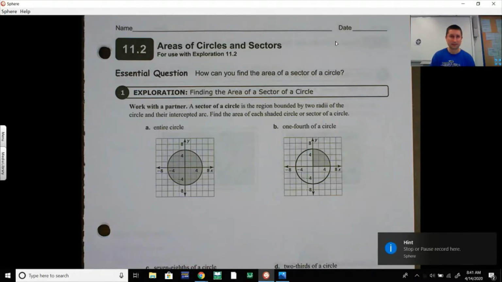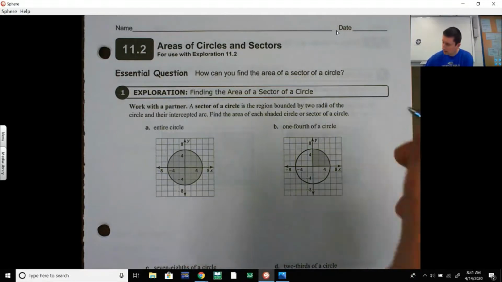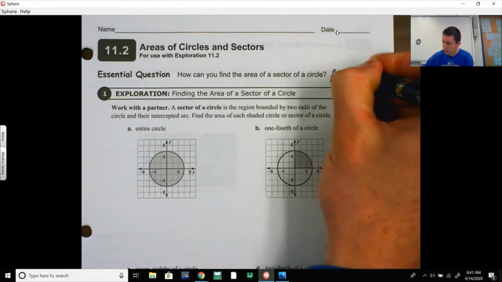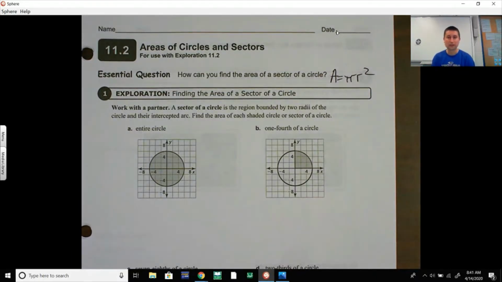Hello, geometry. 11.2, areas of circles and sectors, and this is going to be very similar to what we saw in 11.1, only dealing with the area formula now for a circle. So the area of a circle was pi times radius squared. Only one this time, not like circumference, where you could have two different variations of it. So pi times radius squared.